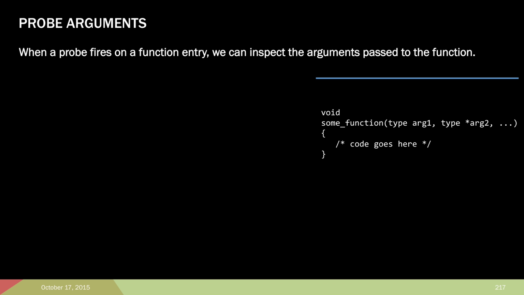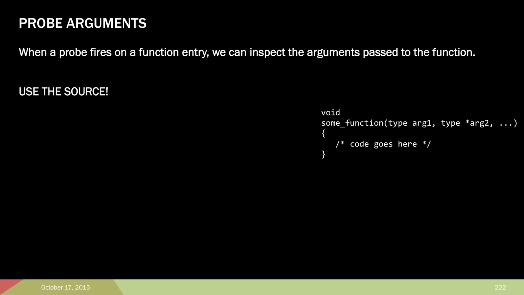When a probe fires on function entry, we can inspect the arguments passed to the function. If we were tracing this function, when we enter the function, the probe would fire and we could inspect arg1 and arg2 here. How do we know what these arguments are?